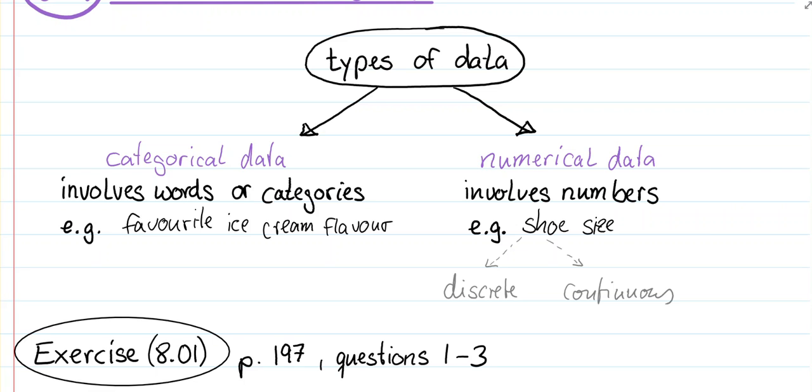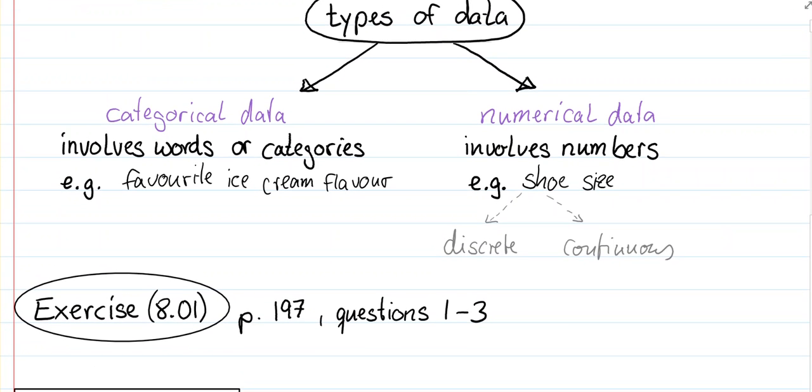What I want you to do now is practice the classification of data, or the different types of data, exercise 801, that's on page 197, and that's only 3 little questions.